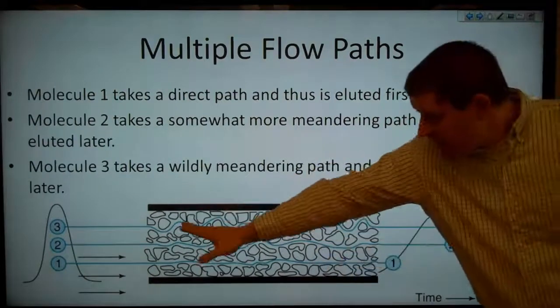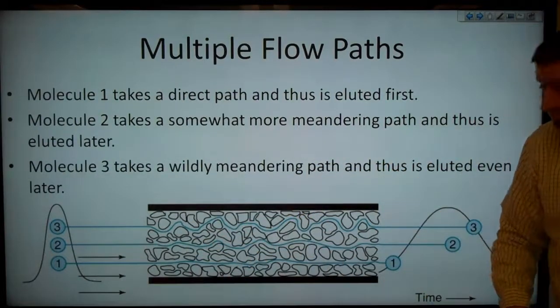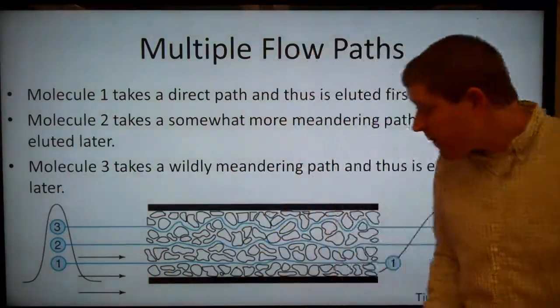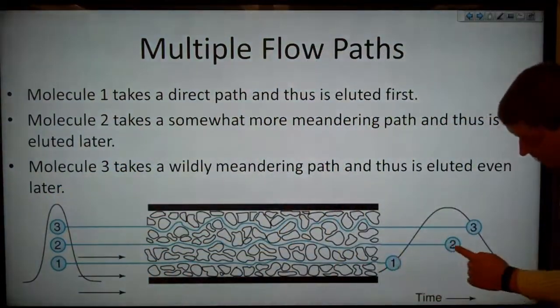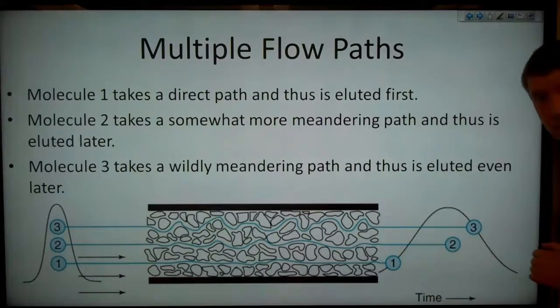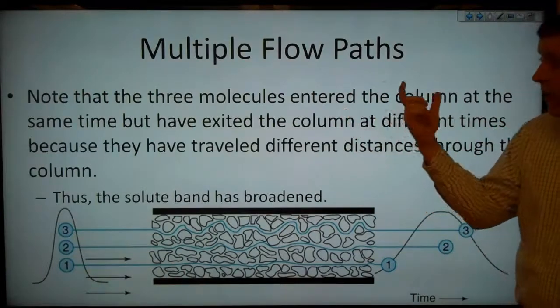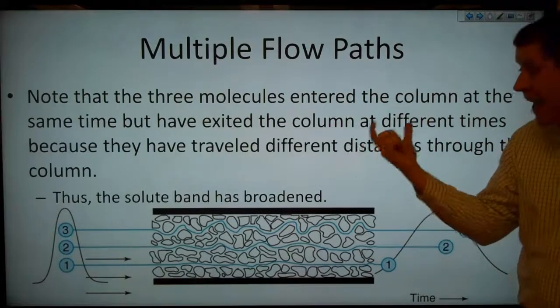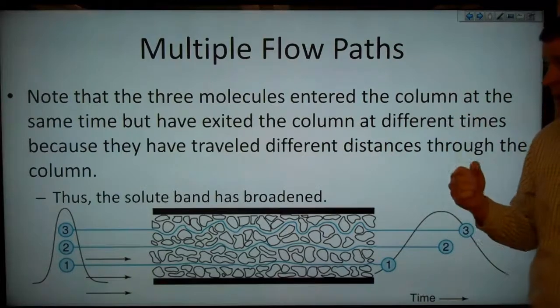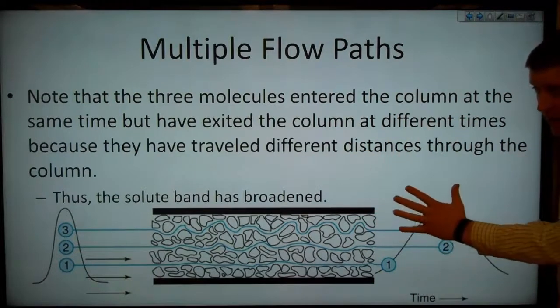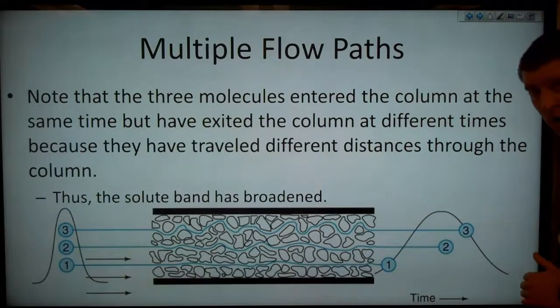So simply by having different paths available to our solutes that initially started out next to each other there, they end up being eluted at drastically different times, and that means that our peak has spread. So again, note that our 3 molecules entered the column at the same time, but they've now exited the column at different times because they've traveled different distances through the column. And that means that the solute band has broadened.